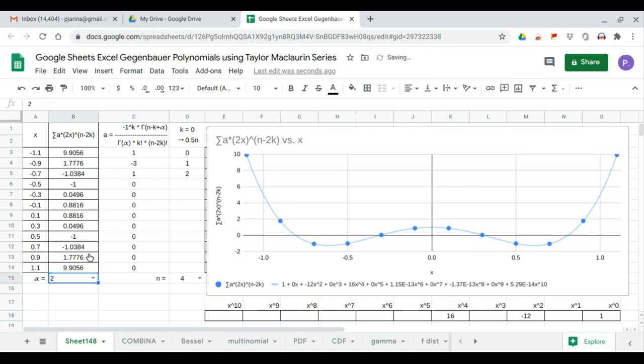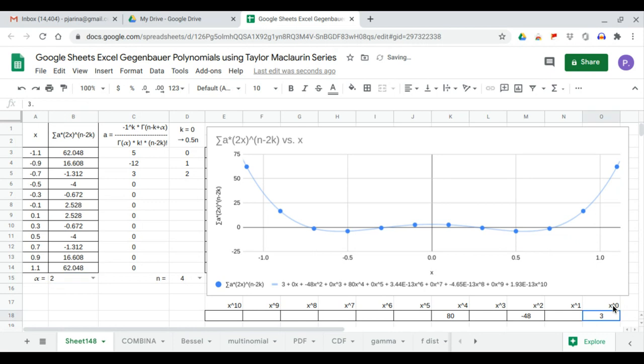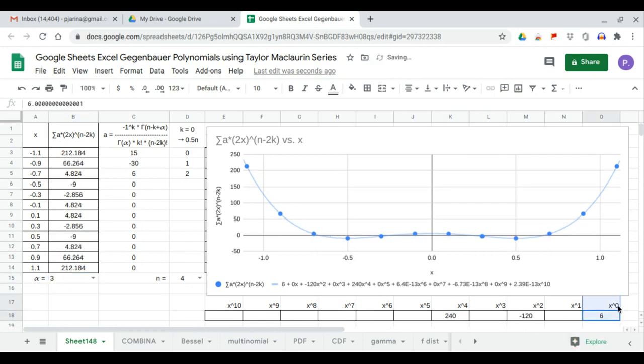Alpha equals 2. It will be 3 minus 3x squared plus 80x to the fourth. N equals 3. Our polynomial will be 6 minus 120x squared plus 240x to the fourth. This completes the use of Taylor-Maclaurin series sum and Linest polynomial regression to generate the Gegenbauer polynomials and the trend line.